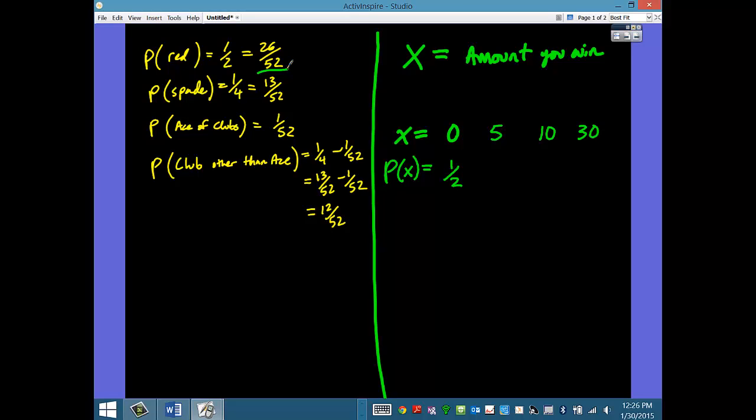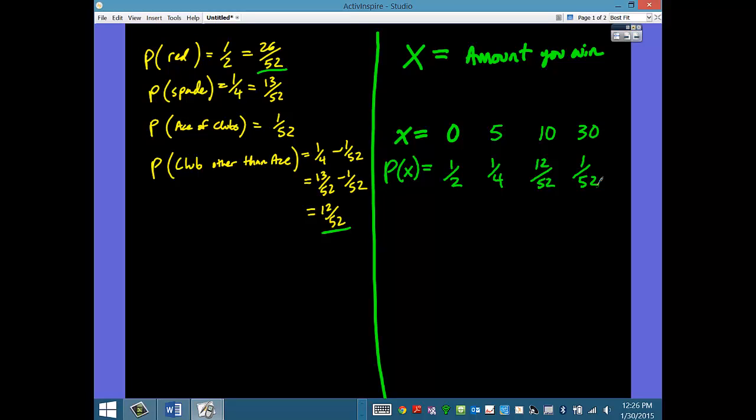If we get a spade, we win $5, so I'm going to write a quarter. If we get a club that's not the ace of clubs, then we only get the $10. So that's this probability right here. And if we get the ace of clubs, that's this probability right here. Okay, so this is what we call the probability model, or you could say we wrote out the probability distribution.